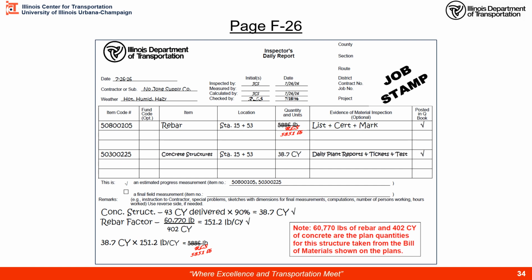We have our estimated 38.7 cubic yards times our rebar factor that we've calculated, 151.2 pounds of rebar for every cubic yard of structure. Here's our note that there's a total pounds of rebar and our total cubic yards in the structure. You can see right here where we've calculated the rebar factor, total pounds, total cubic yards. That's where we get our pounds per cubic yard. Here somebody made a miscalculation and the checker found it. We got a single line strike, new initials, new quantity. We're good to go.